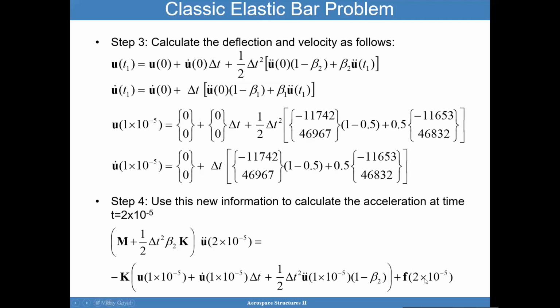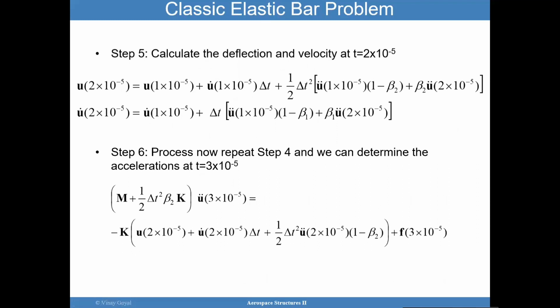forward. So the present now is 2×10^-5. I know that's what that is. And now I can solve for the accelerations from this by inverting this, not mass matrix, but this formula here, which will turn into the mass matrix if beta 2 is 0. So doing that, I'm able to find the accelerations. Once I know the accelerations, again, I can find the deflections and velocities at this particular time step. So now repeat the process and keep marching the solution.